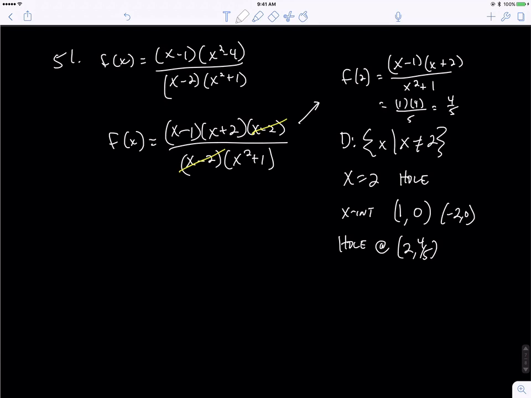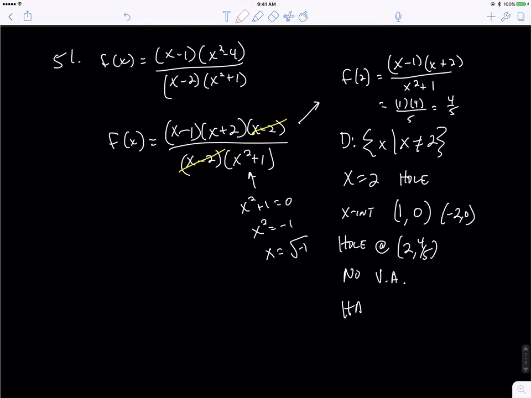There are no vertical asymptotes because, again, x squared plus 1 cannot be factored, which means there is no x value that can make that 0. If I tried to solve it to make an x value that makes it 0, I end up getting the square root of a negative. So there is no vertical asymptote.